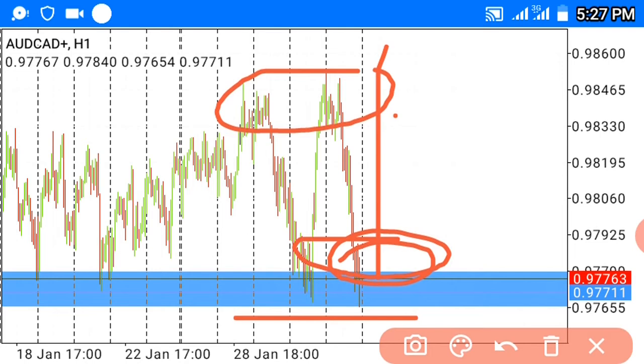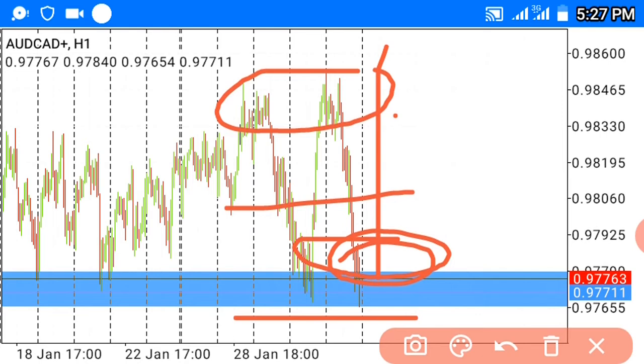Once you start seeing signs of, let's say, breaking previous support and forming new ones, you can always move your stop loss to a better place to lock in some profits. So don't always wait for the market. Once the market is in good profit, you can always move your stop loss.